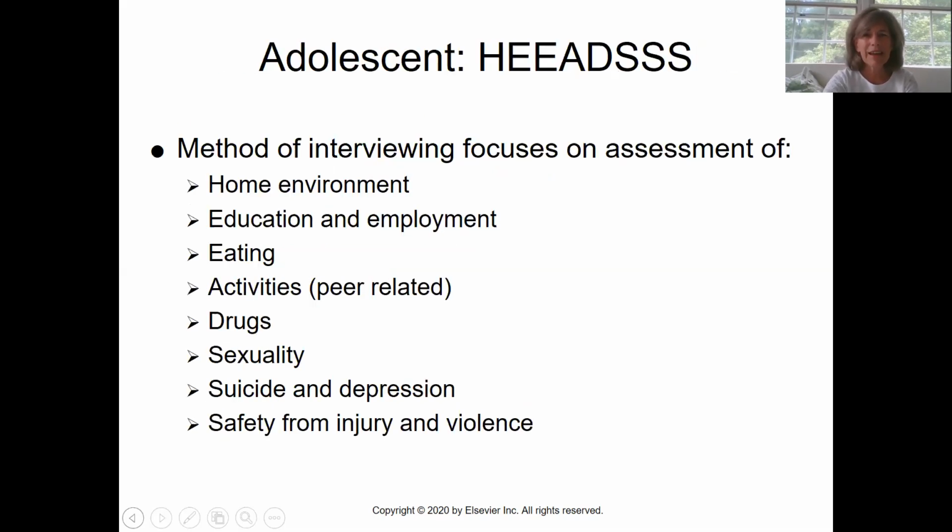And then with adolescents, we have another assessment mnemonic, which is called the HEADS. In this case, it stands for home, environment, education, employment, eating, activities, drugs, sexuality, suicide and depression, and safety from injury and violence. So adolescence is a time of particular health risk. And so these are areas of inquiry that the RN makes in their assessment of the adolescent.